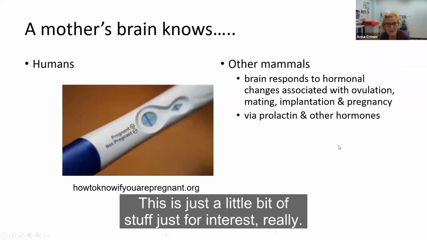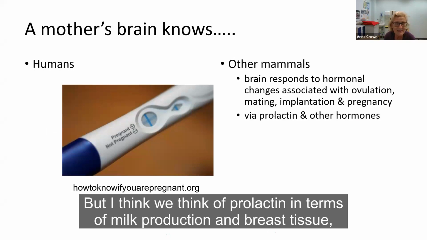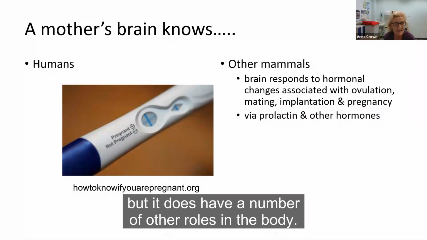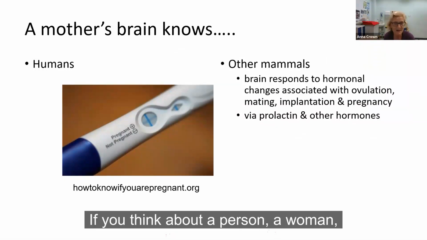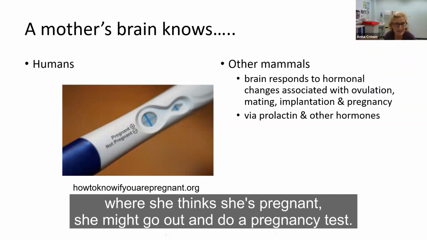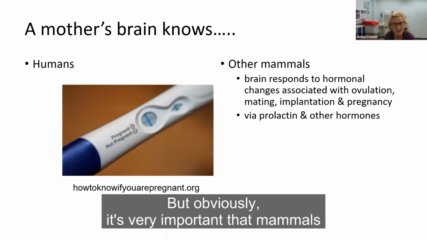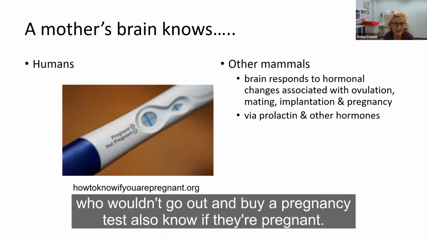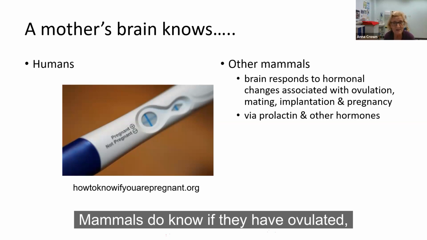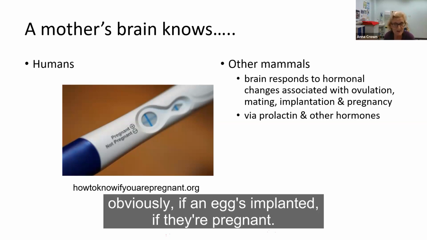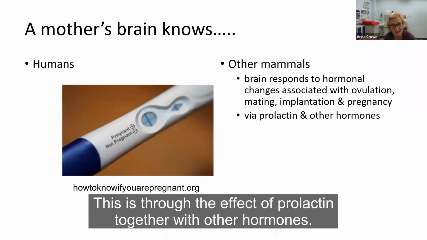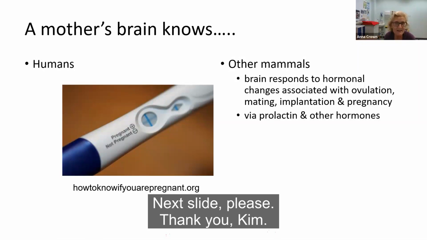So this is just a little bit of stuff for interest really, but we think of prolactin in terms of milk production and breast tissue, but it does have a number of other roles in the body. If you think about a woman who thinks she's pregnant, she might go out and do a pregnancy test. But obviously it's very important that mammals who wouldn't go out and buy a pregnancy test also know if they're pregnant. And mammals do know if they have ovulated, if an egg's implanted, if they're pregnant. And this is through the effect of prolactin together with other hormones.